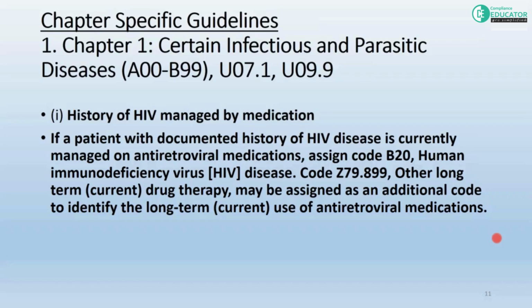So having said all that, we have information regarding history of HIV managed by medication and what we need to do. And just as we see with diabetes, we have an additional code we're going to use talking about long-term drug therapy. And remember the word current that we see in parentheses. The parentheses shows it as a non-essential modifier. That's a word that we don't have to have in the documentation, but if we do have it, it just reiterates that we're in the right place.